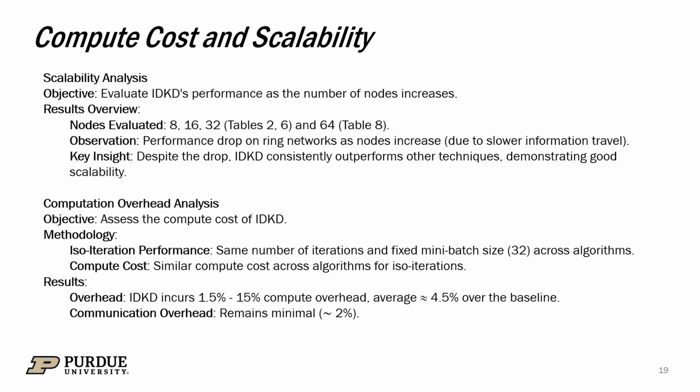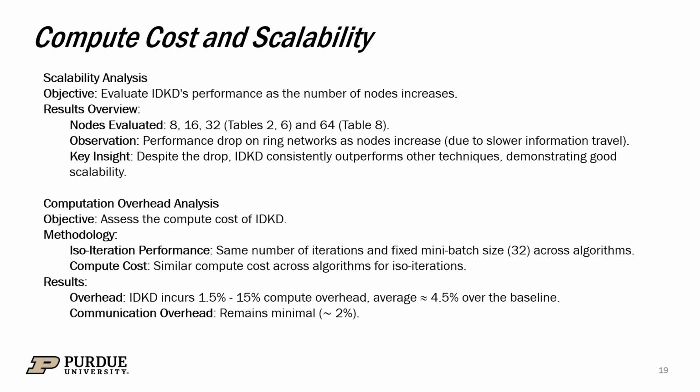We briefly discuss the compute overhead and scalability of IDKD. We evaluated IDKD's performance as the number of nodes increases, specifically for 8, 16, 32, and 64 nodes in a ring topology. What we saw is that as the number of nodes increases, the performance decreases. This is also true for baseline algorithms. This is due to the fact that as the number of nodes increases in a ring topology, the speed of information travel reduces. Despite the drop in performance, IDKD consistently outperforms other techniques, demonstrating good scalability.